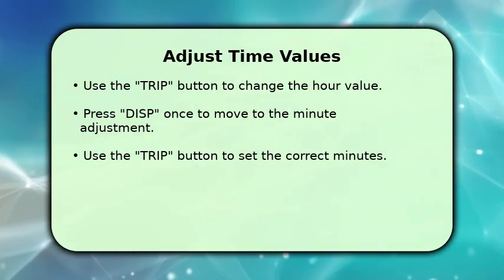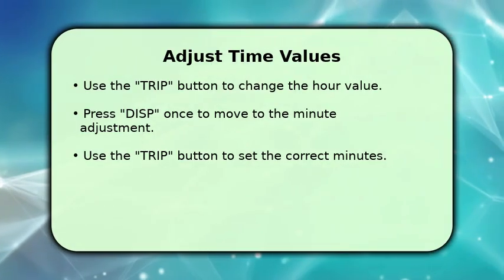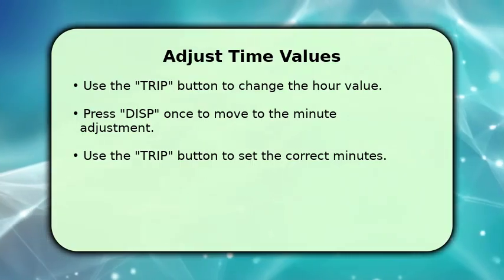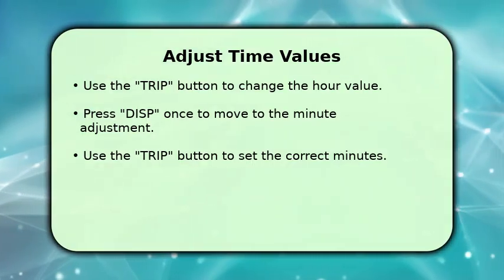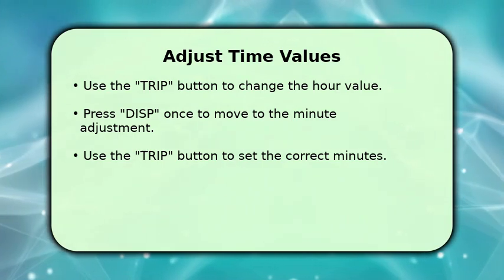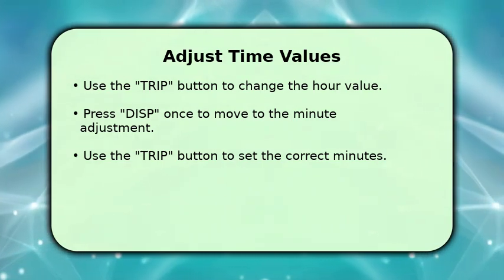After setting the hour, press the DISP button once. This will shift the highlight to the minute digits. Again, use the trip button to adjust the minutes until they are accurate.